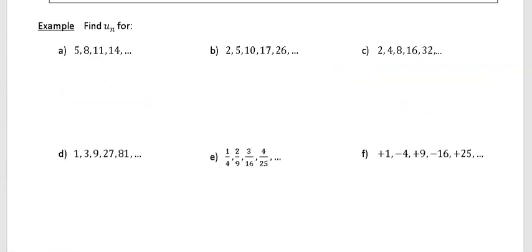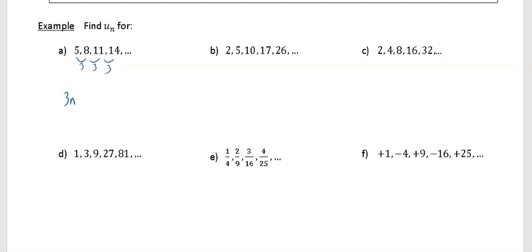Okay, in this, we've got 6 examples here. We've got to find un, or the nth term as we're more used to saying it. Here in the first one, the first thing I notice is I have got the same common difference. So I'm adding 3 every time. That tells me there's a 3n involved.